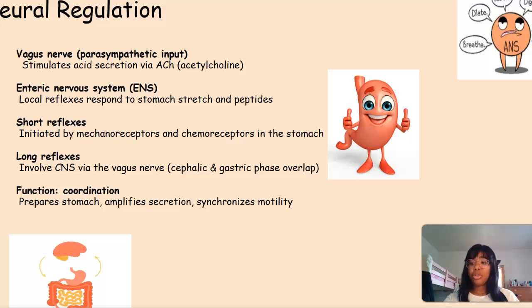We can think of the neural input as being divided into short reflexes happening entirely within the gut and long reflexes that involve the brain, especially during the cephalic phase, which can spill into the gastric phase. Together, these neural signals help fine-tune the stomach's secretory and motor responses to food, ensuring everything stays tightly coordinated.